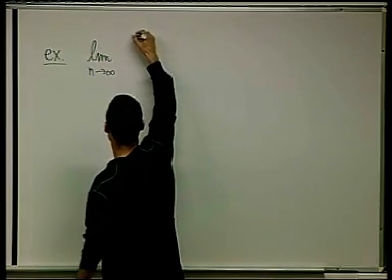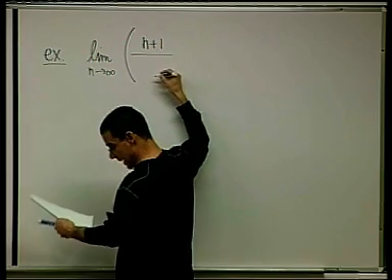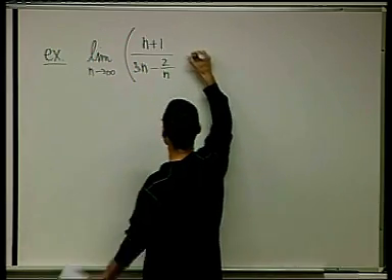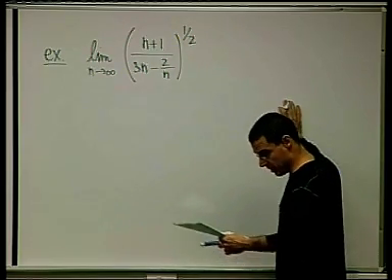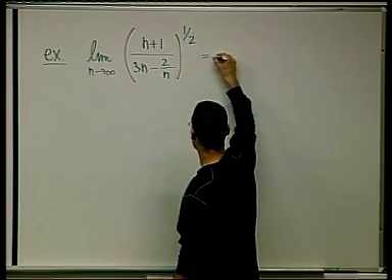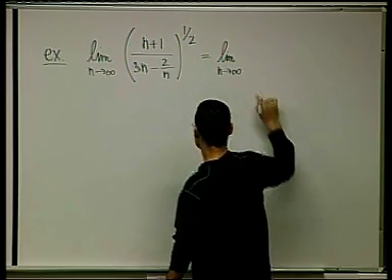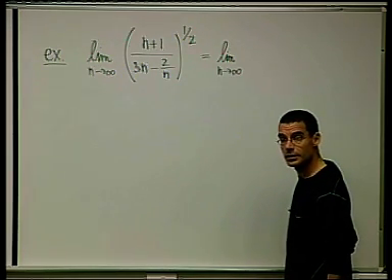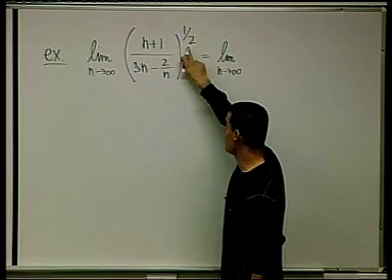So suppose I want to look at the sequence (n plus 1) divided by (3n minus 2 over n), all of this to the power 1/2. So what would the limit be? What would the first step of my calculation be? How do you tackle things like this? The 1/2 stays because of theorem 1.